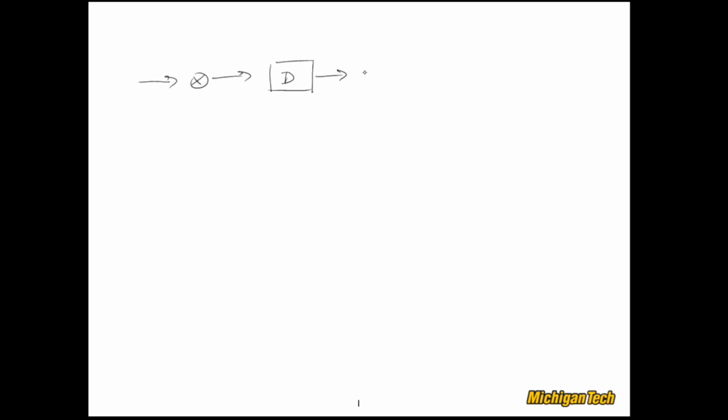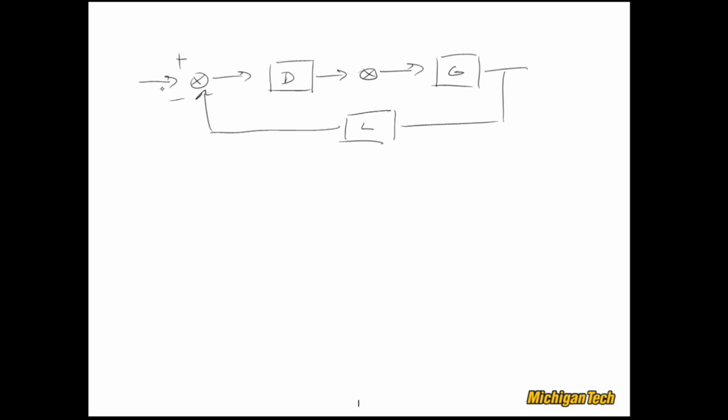To get started, let's take a look at a classic closed loop system architecture. Here I have transfer functions all over the place. D, G, L, those are all transfer functions in the Laplace domain. And I have two inputs, a reference input R and a disturbance input W.